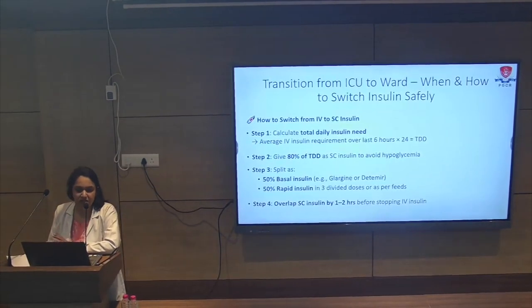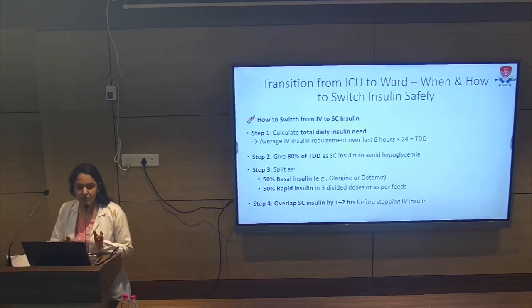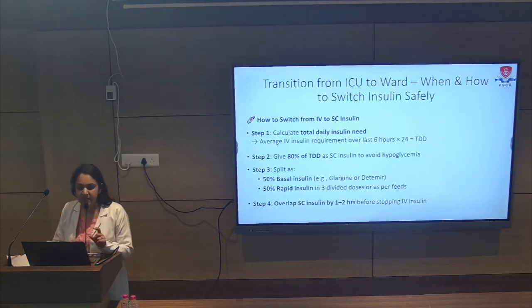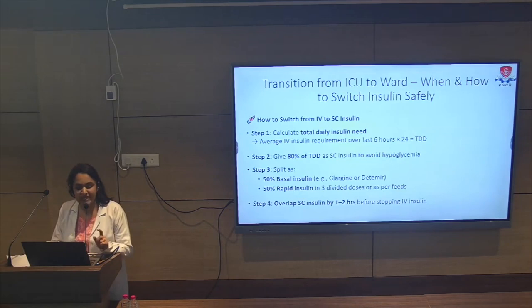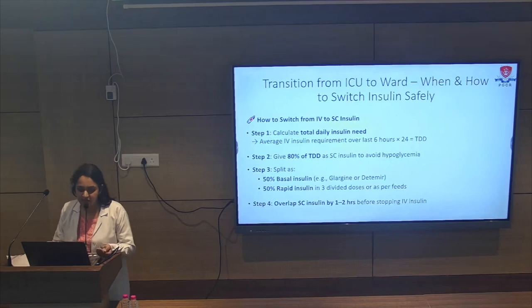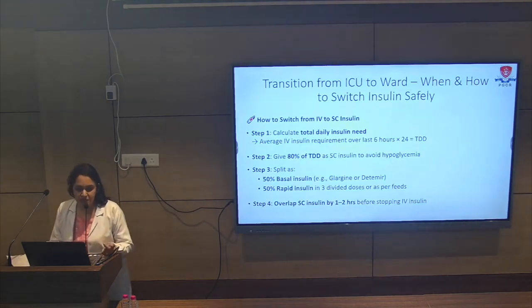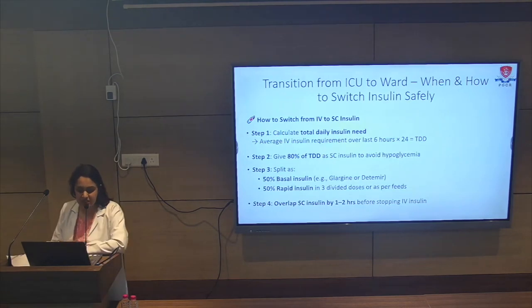How do we calculate the total insulin needed in these patients? We take the average insulin requirement over the last 6 hours, when the blood glucose readings and the insulin infusion rates have been stable. We take that rate and multiply it by 24 to calculate the total daily dose. We give 80% of the total daily dose as subcutaneous insulin to avoid hypoglycemia. Then that 80% is split into 50% as basal and 50% as rapid insulin in 3 divided doses as per feeds. We have to overlap subcutaneous insulin by 1 to 2 hours before stopping the IV insulin.